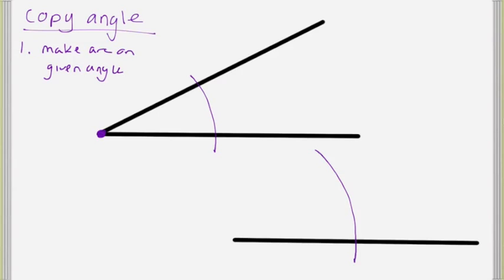So I put my compass point at the vertex of the angle and make a Goldilocks size mark, put it down where I want my new angle to be, and make the same exact size mark. Okay, we're measuring a distance here. So step 2, make same arc on line.